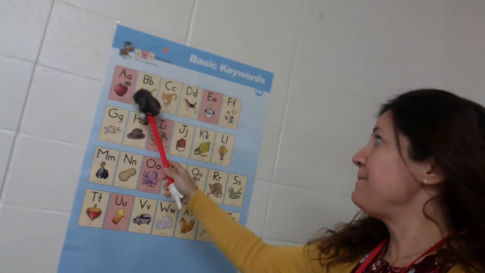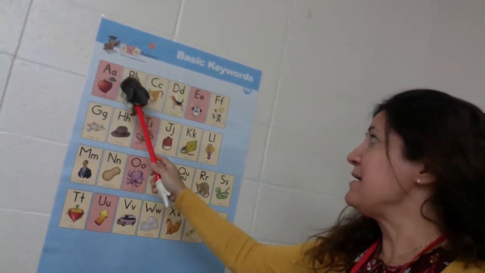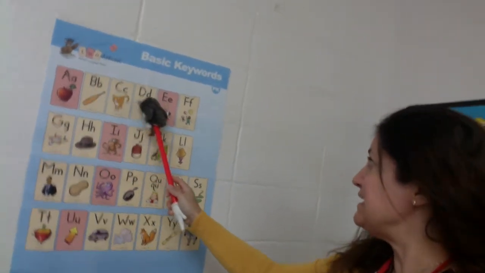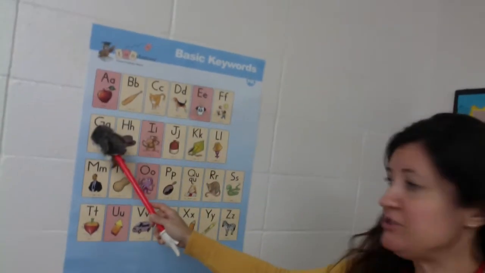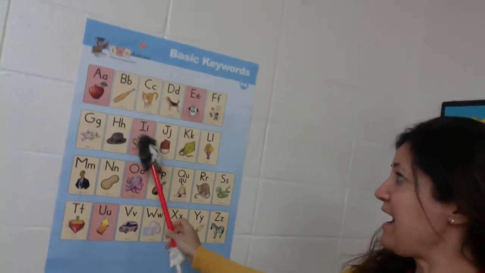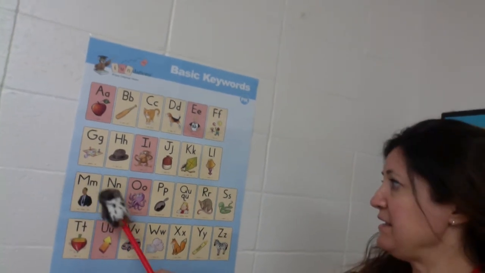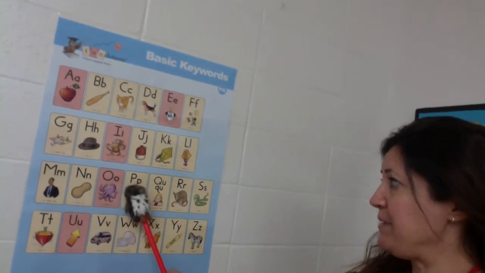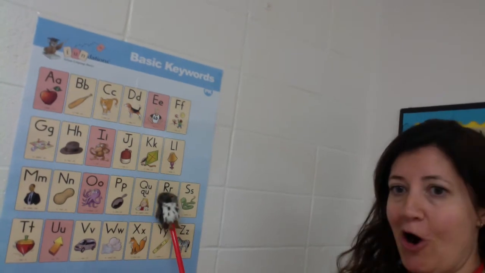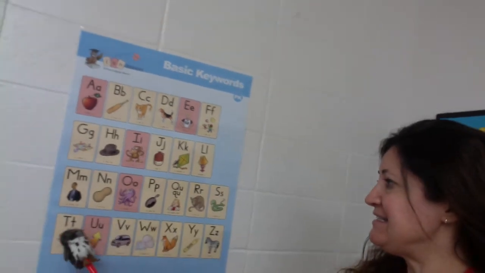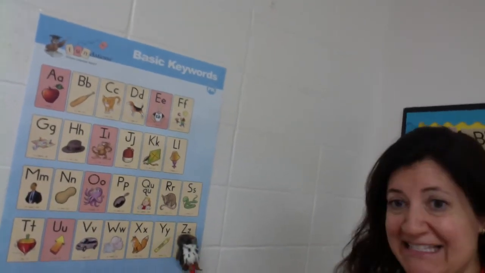A, B, make sure you're saying it with me. A, B, C, D, E, F, G, H, I, J, K, L, M, N, O, P, Q, R, S, T, U, V, W, X, Y, and Z.